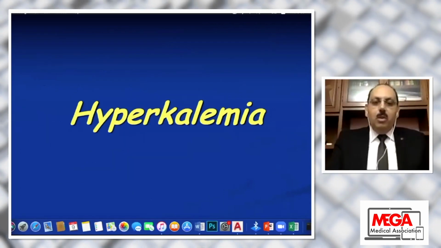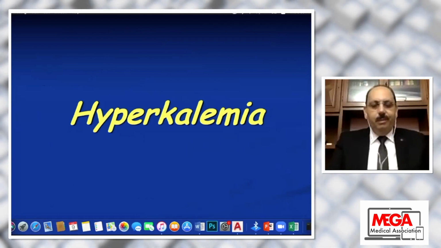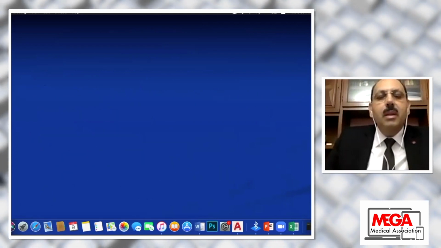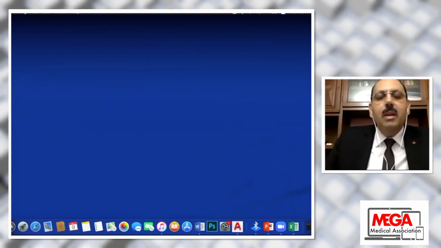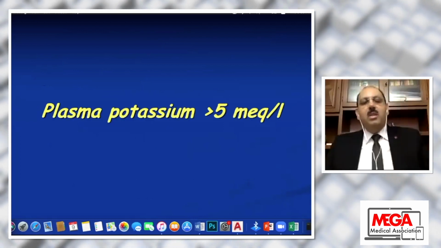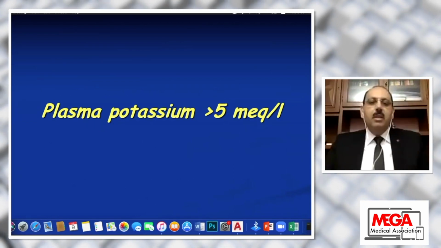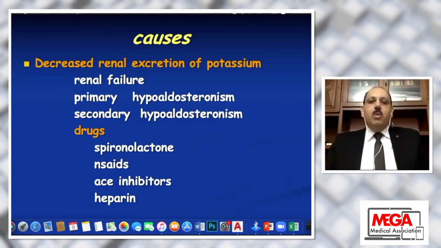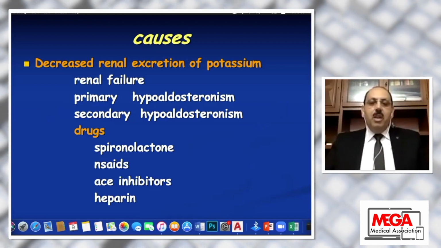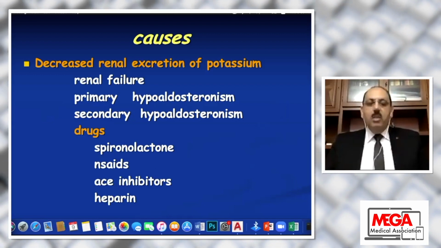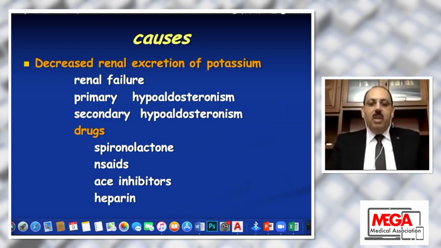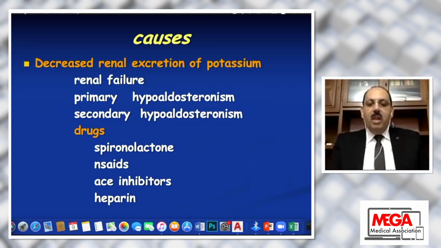Now we'll go for hyperkalemia. Hyperkalemia means plasma potassium greater than 5 milliequivalents per liter. The causes of hyperkalemia: either decreased renal excretion of potassium in case of renal failure, primary or secondary hypoaldosteronism, or the effect of drugs such as spironolactone, non-steroidal anti-inflammatory drugs, ACE inhibitors, and heparin.